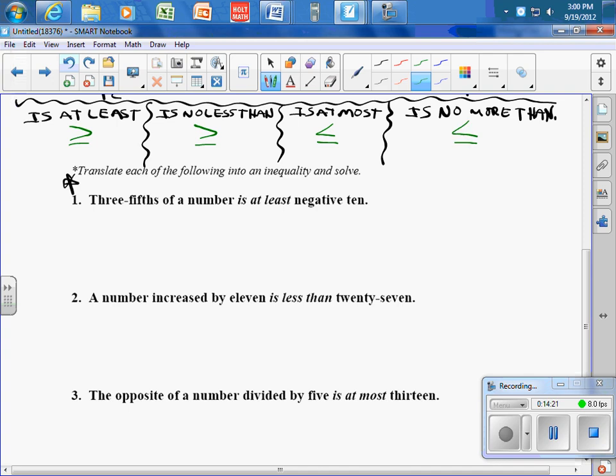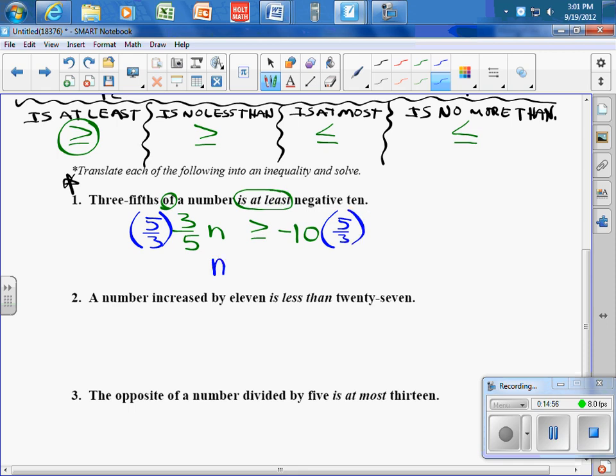So in number 1, when we have 3/5 of a number is at least negative 10, circle the phrase that gives you the inequality sign. Is at least is greater than or equal to negative 10. 3/5 of a number. Well, of means times, so we're going to have 3/5 times n is greater than or equal to negative 10. We could divide both sides by 3/5. I would much rather you multiply both sides by the reciprocal. We get n is greater than or equal to, and this you can just leave as an improper fraction, negative 50 over 3.